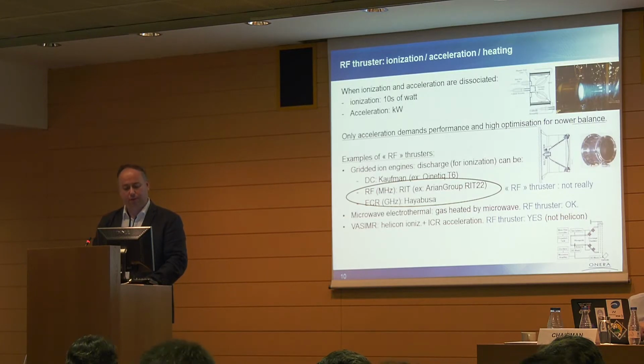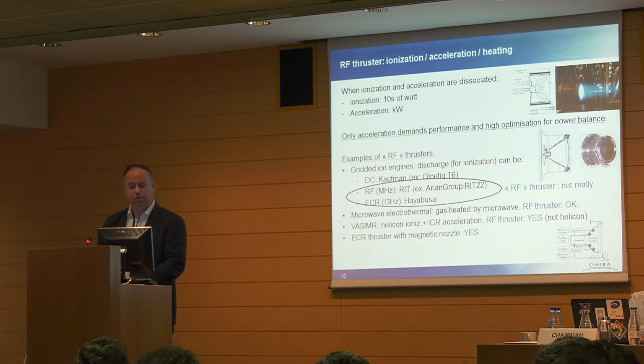So then we go into the heart of the RF thrusters, which is the ICR acceleration in VASIMR. The ionization here is also dissociated, like in a gridded ion thruster. The ionization is done by a helicon discharge, and the acceleration, where all the power is used, is by ICR, a megahertz discharge. So it's basically the cyclotron resonance, but with ions, not electrons, so you need a much higher electric field.